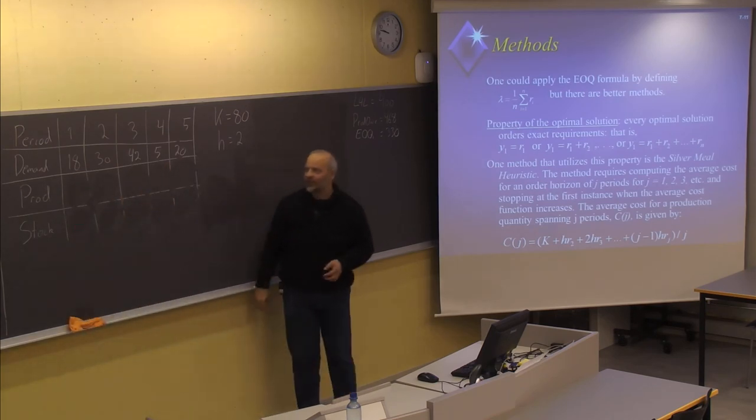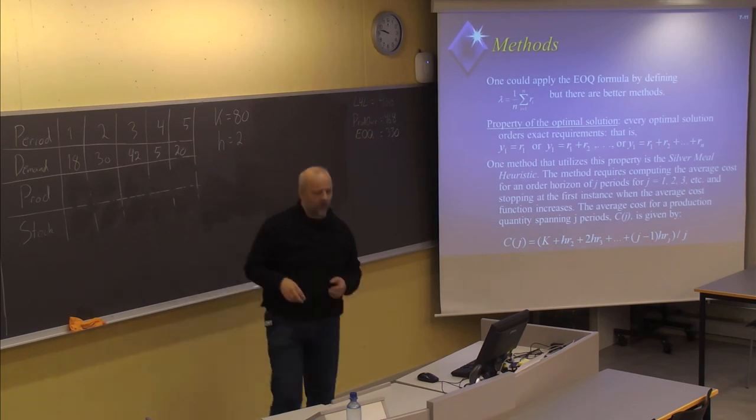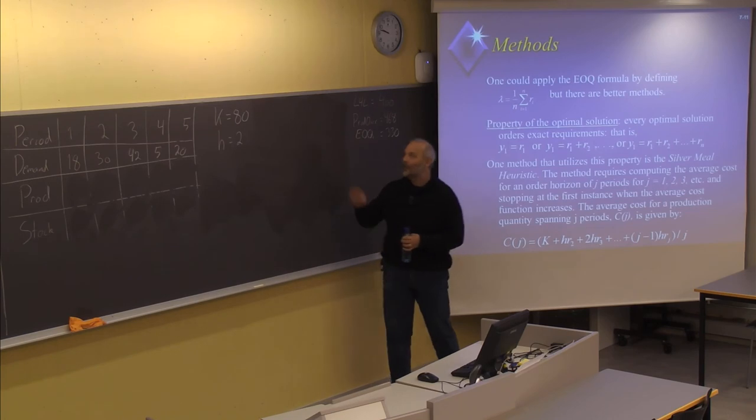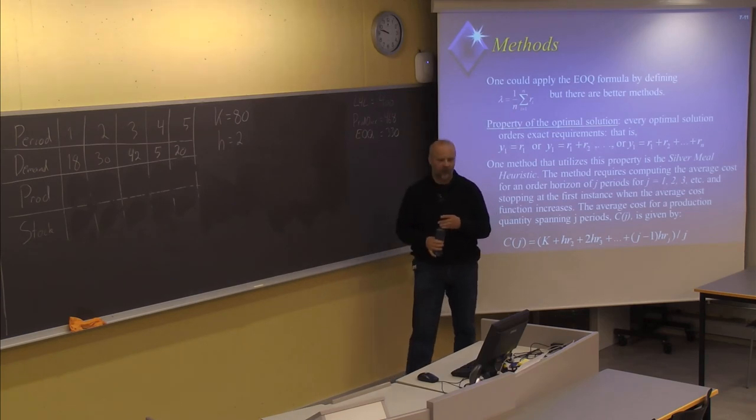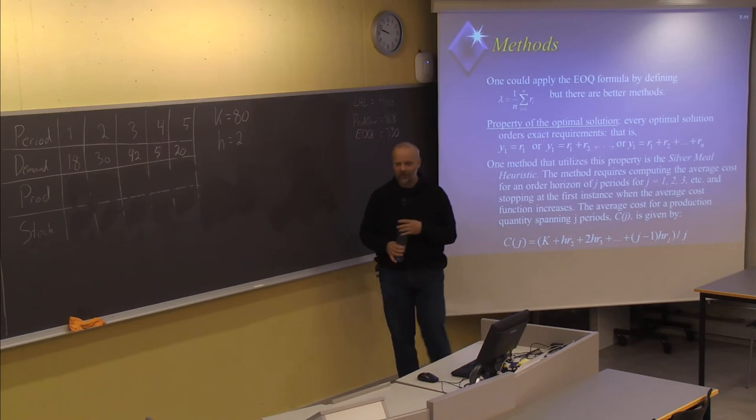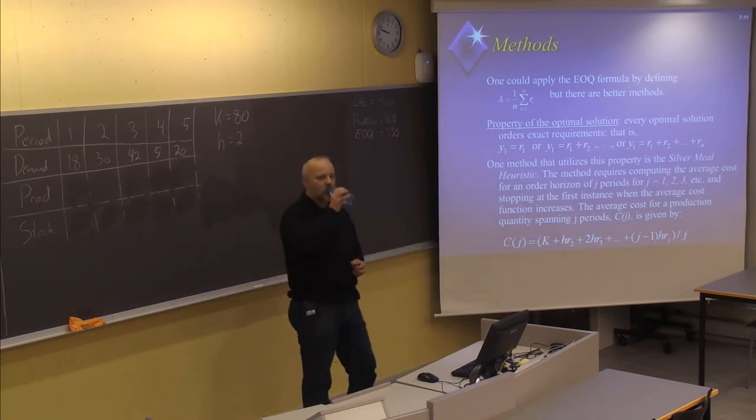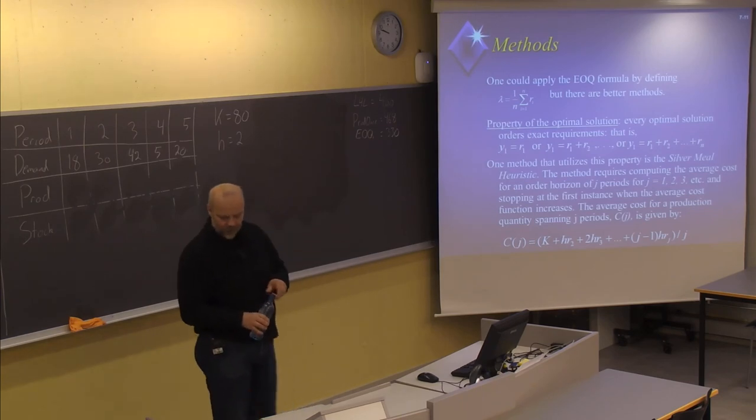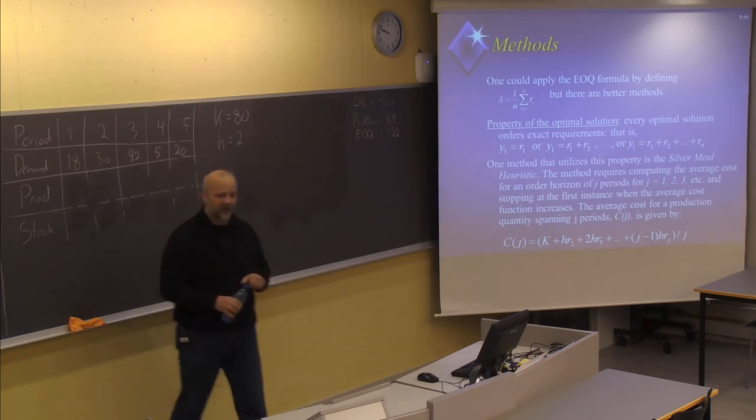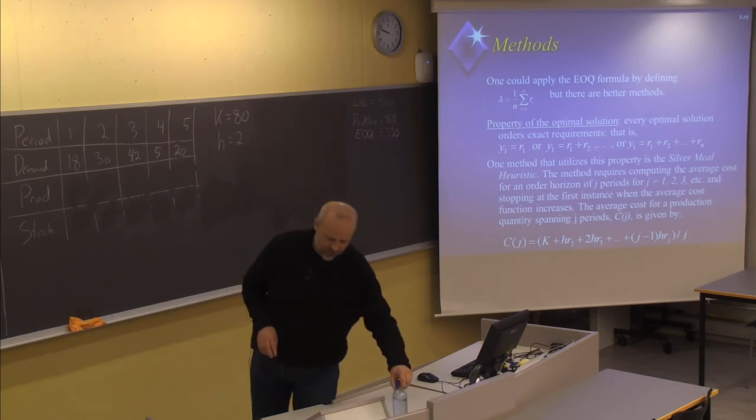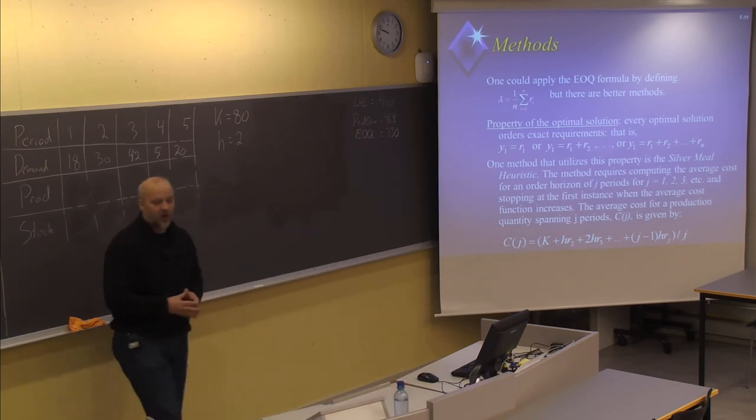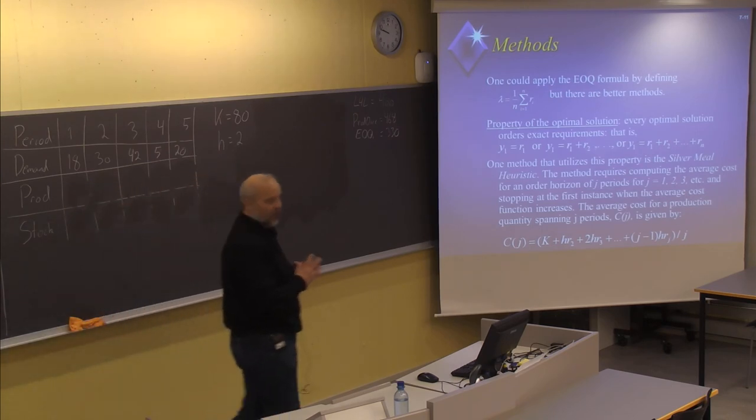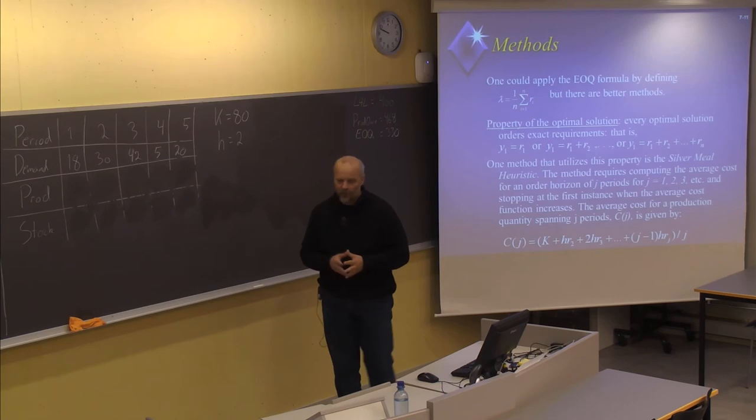We can use this table because this example will be used for all these heuristics, and we will get different solutions, and we will now try to compare the cost of each of these solutions. The idea of the Silver-Meal heuristic is to determine the average cost per period as a function of the number of periods that the current order has to span.